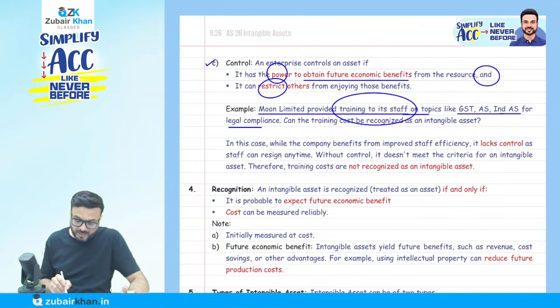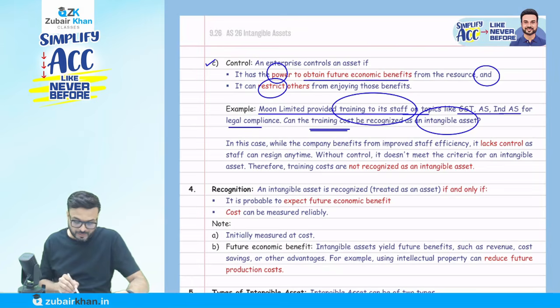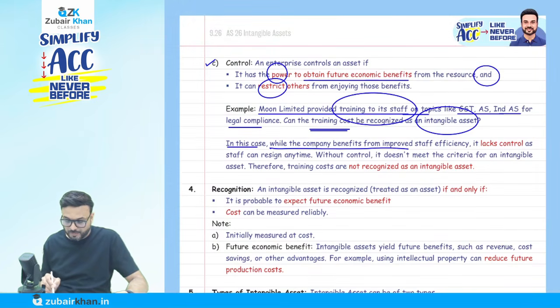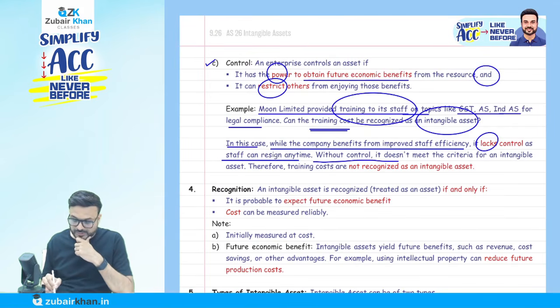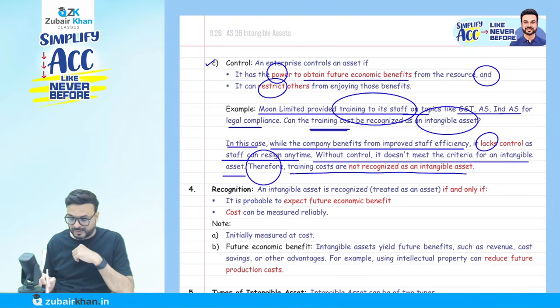Now, can the training cost be recognized as an intangible asset? The answer is no, because we don't have control over employees. So in these cases, while the company benefits from improved staff efficiency, it lacks control, as staff can resign anytime. Without control, it does not meet the criteria for an intangible asset. Therefore, training costs are not recognized as an intangible asset.